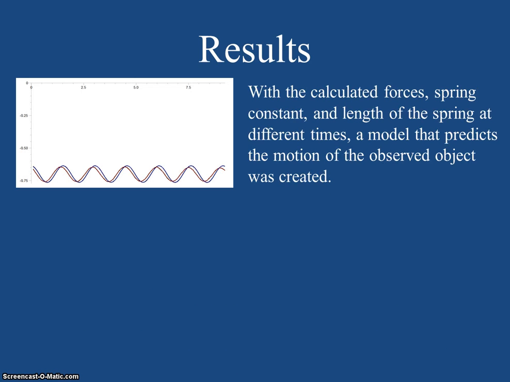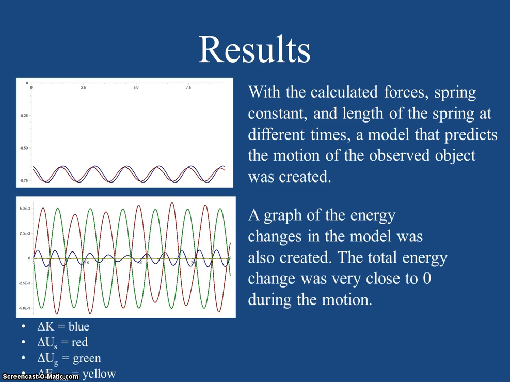The graph here displays the comparison of the observed model and the predicted model. This was constructed using the calculated forces, spring constant, and length of the spring at different times. The second graph is a plot of all the energy changes mentioned earlier. As seen by the yellow plot, the total energy change was very close to zero during the mass's motion.